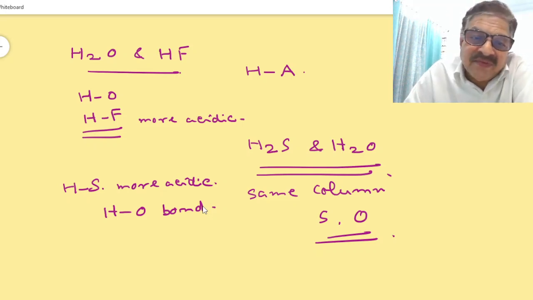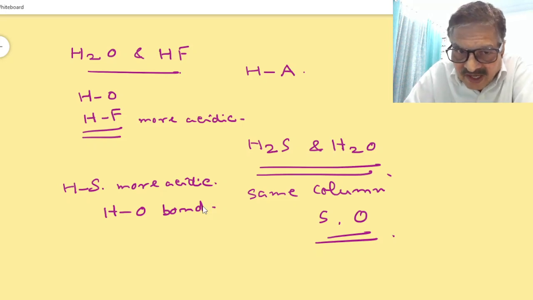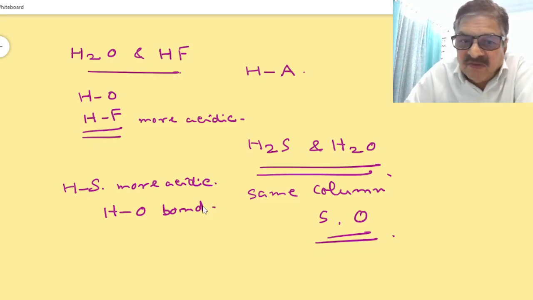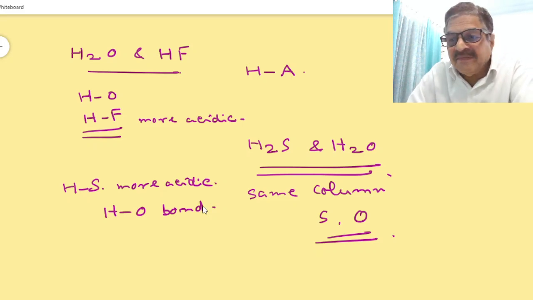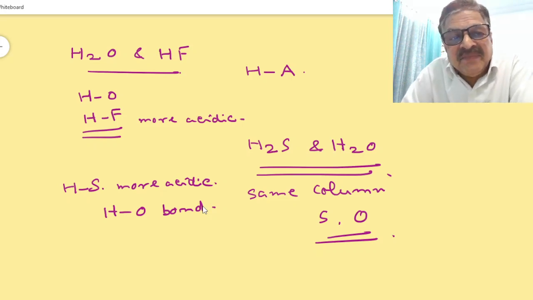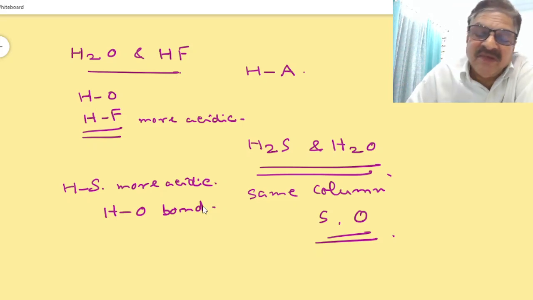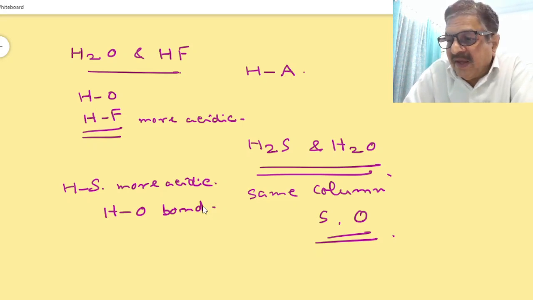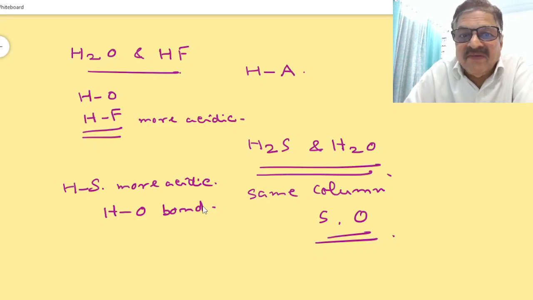Therefore, the principle here: to decide which hydrogen is more acidic, first determine what element each hydrogen is bonded to. Here we have compared H2O, HF, H2S, and so on. To decide which hydrogen is most acidic, we have to see which atom the hydrogen is bonded to. Then decide its acidity based on the periodic trends. This is how you will have to work it out.